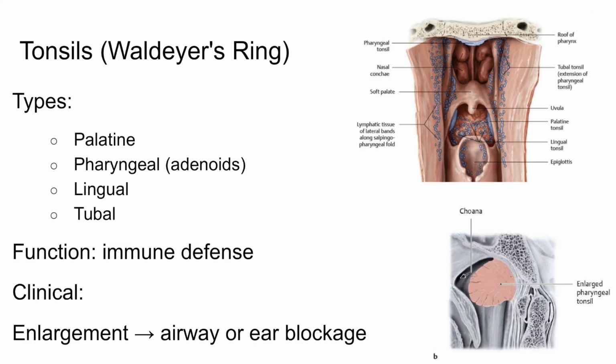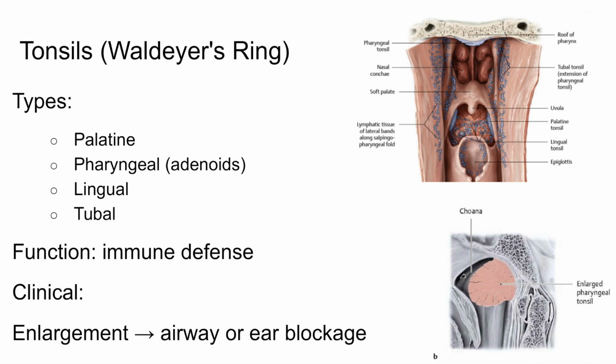All right, so this is about understanding Waldeyer's ring as a defensive perimeter, okay? So picture it as a circular band of lymphoid tissue sitting at the entrance of both the respiratory and GI tracts. Everything you inhale or swallow has to pass through this ring, so it's your first immune checkpoint.